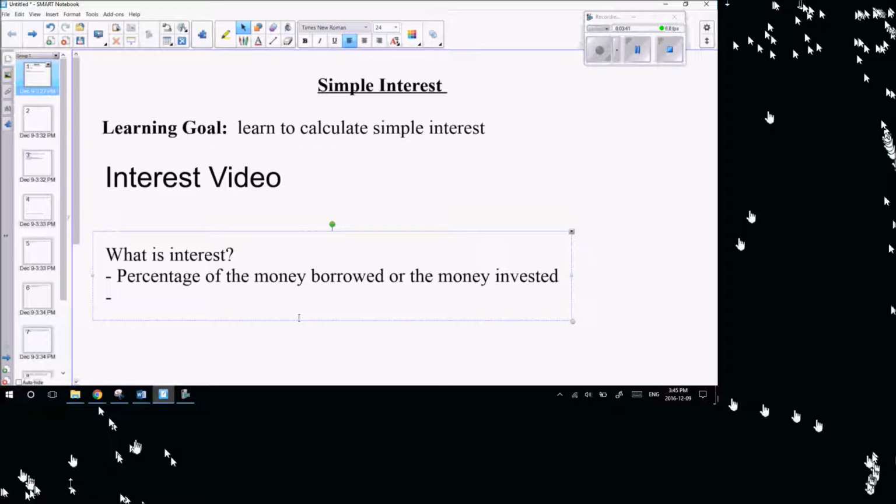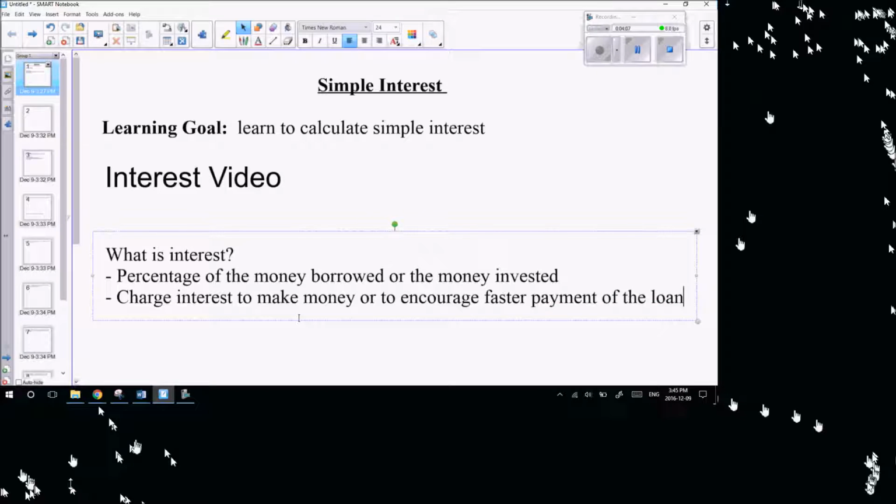The second thing is you get charged interest to make money, or it encourages faster payment of the loan because you have to pay that interest the longer you have that loan. The last thing about interest is that you get paid interest to encourage you to put your money in the bank.